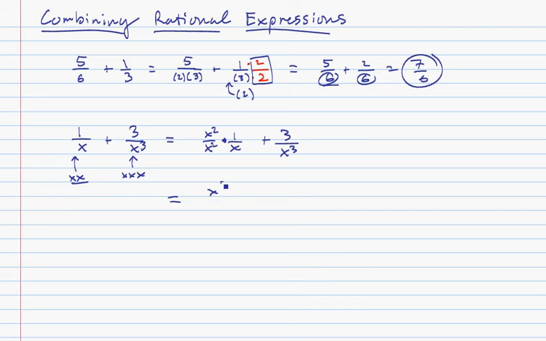So in this case, we have x squared all over x cubed, because I just multiplied the top and bottom, and I have 3 over x cubed there. Now if I add across, now I'm done. They're combined into one fraction, and that is my goal. So I have 2 more complicated examples.